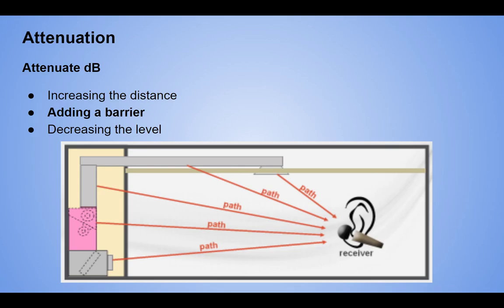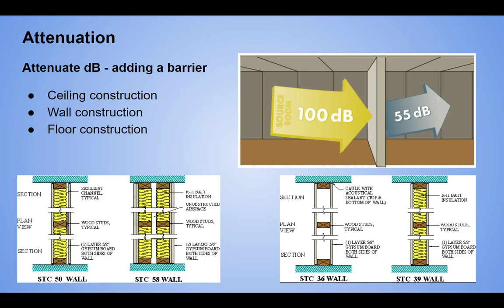If we do add a barrier and we want to improve this path, we add a barrier here, it's still cut here, so we still have to fix this issue. But your biggest bet is moving distance and then maybe trying to change the level and then adding the barrier and then fixing the acoustics of the space.